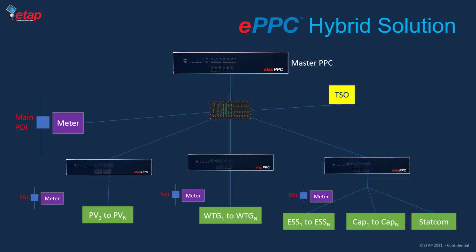In case of a large hybrid plant, each plant can be controlled by a PPC, while the entire hybrid plant is controlled by a master power plant controller. Energy storage and reactive sources can be controlled by one or more power plant controllers. In this architecture, each power plant is responsible to meet master controller commands by dispatching assets under its control. The master PPC is mainly responsible to meet TSO commands by determining and dispatching commands to each plant controller.